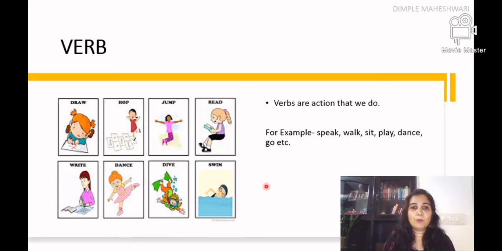So coming to verbs, verbs are actions that we do. Examples are speak, walk, sit, play, dance. And here in the picture you can see some of the action words like draw, hop, jump, read, dive, swim, etc. So any action that is being done is called a verb.